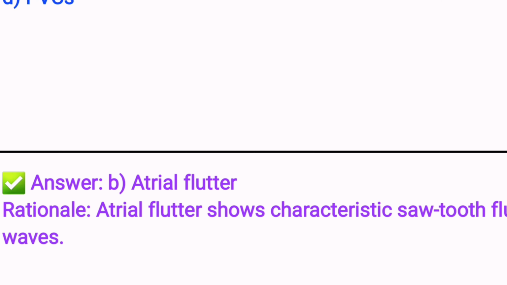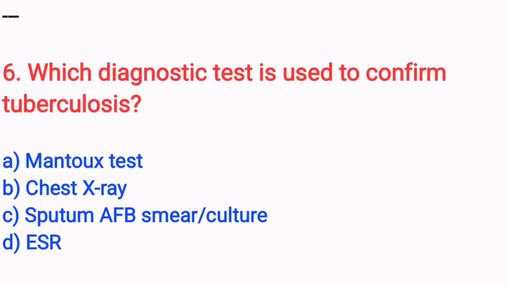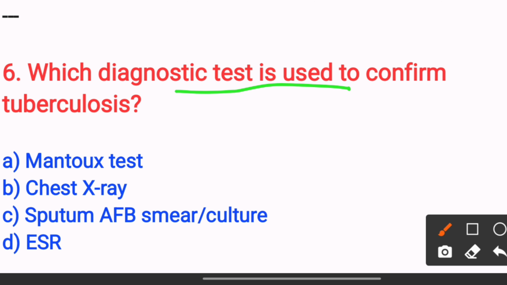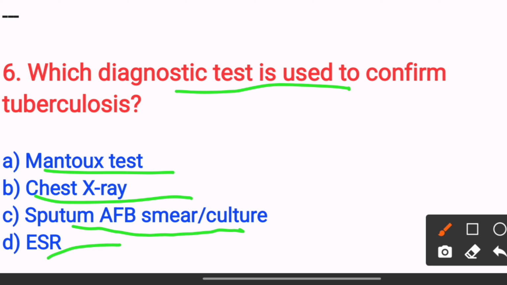Next, which diagnostic test is used to confirm tuberculosis? Option A Mantoux test, option B chest x-ray, option C sputum AFB smear or culture test, option D ESR test. The answer is option C sputum AFB smear or culture test.